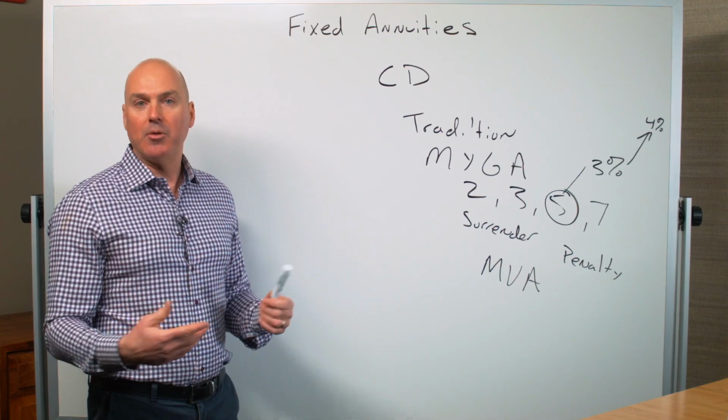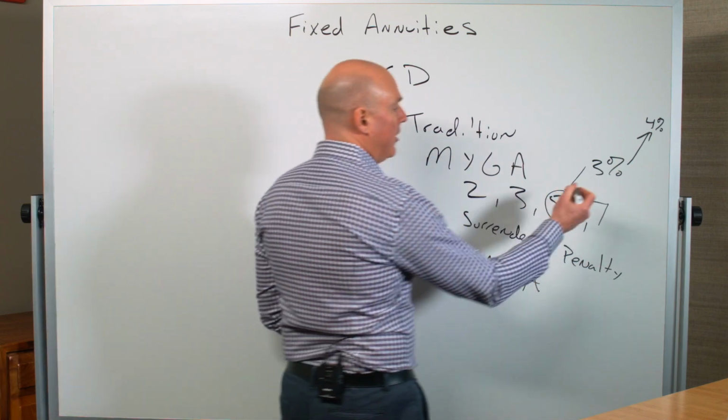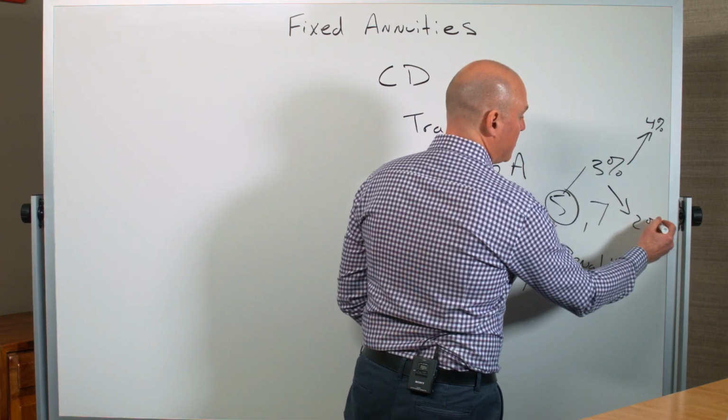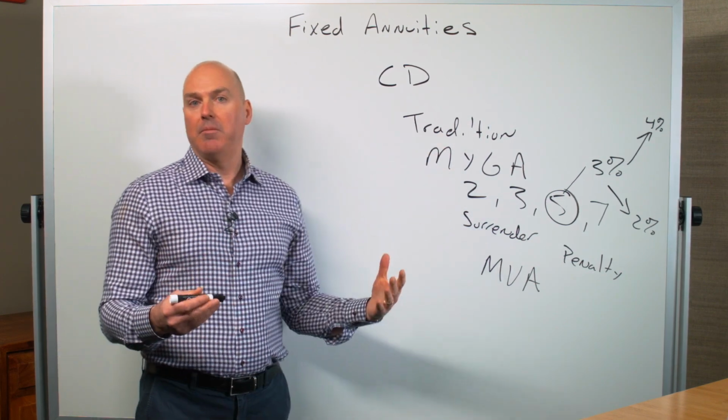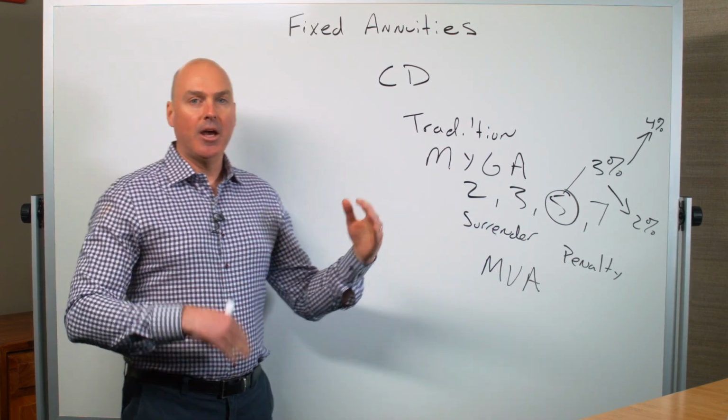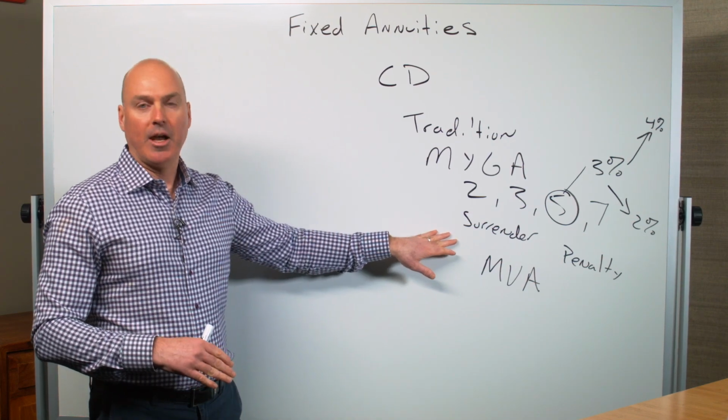It can work the opposite way. So if interest rates went down, and if rates went from 3% down to 2%, you could get a positive market value adjustment that could offset maybe some of that penalty. But again, that's something to definitely look out for there.